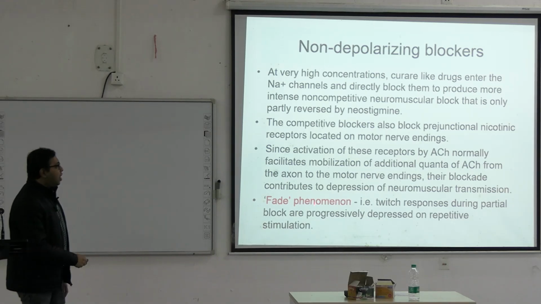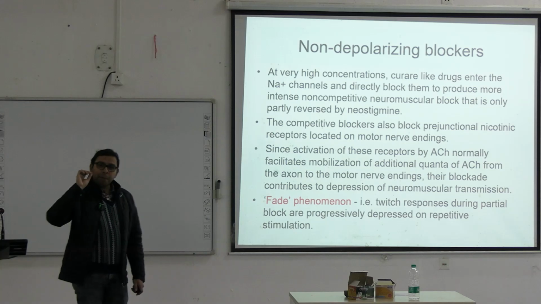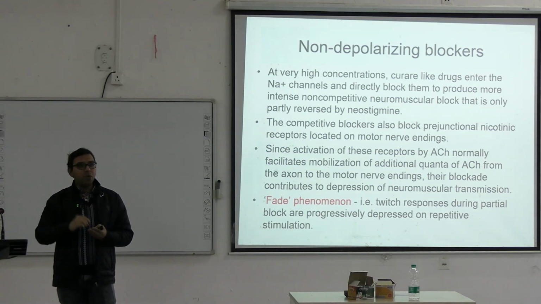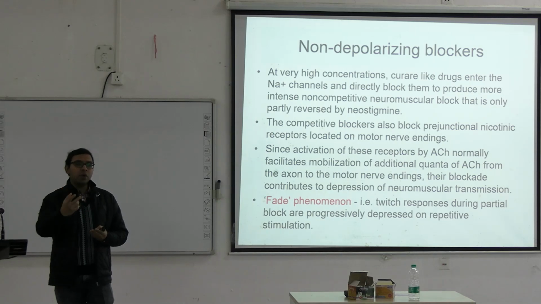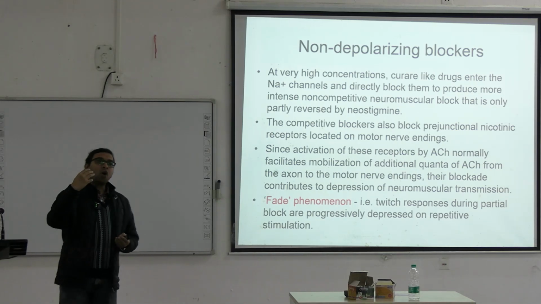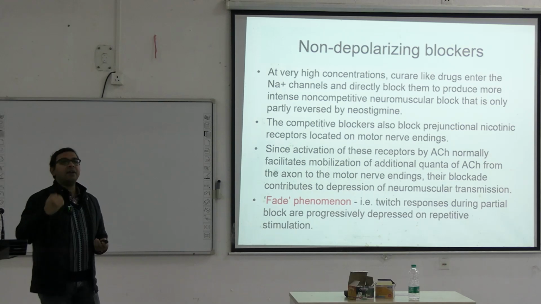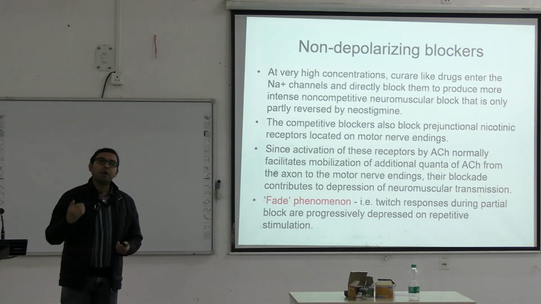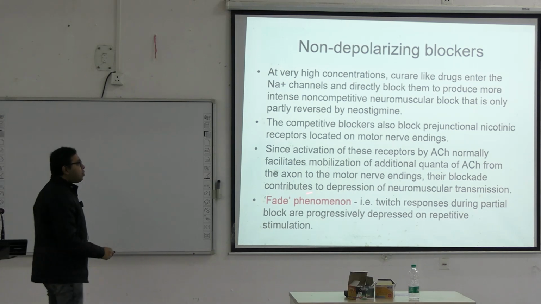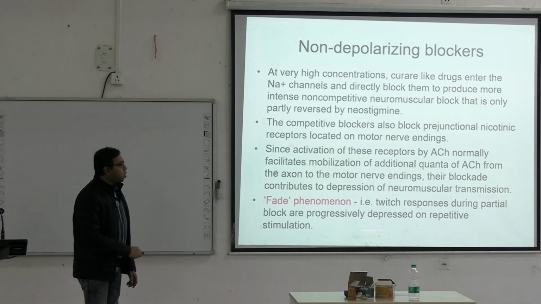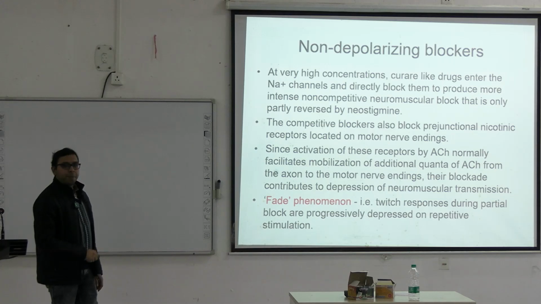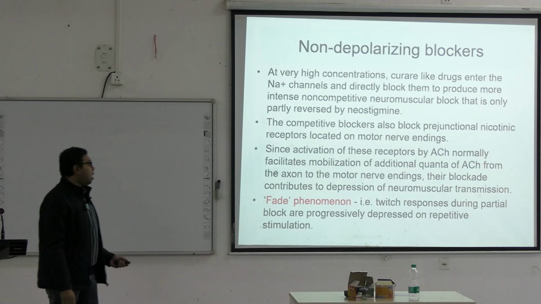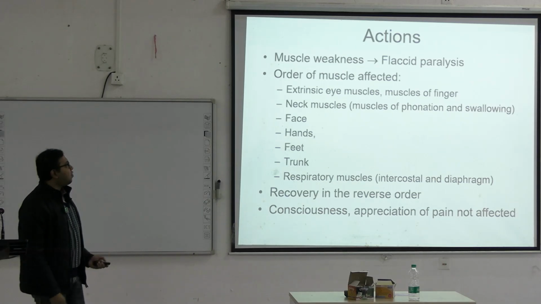This is known as the fade phenomenon, fading. We are giving some impulse. There is a muscle fiber and a nerve ending; we are giving some electrical stimulus or stimulating the nerve, but the contraction of the muscle gradually fades, gradually diminishes. This happens in the case of competitive neuromuscular blockers, and this is known as the fade phenomenon. That is, twitch responses during partial block are progressively depressed on repetitive stimulation. We will discuss this again later. Just remember, this is known as the fade phenomenon.